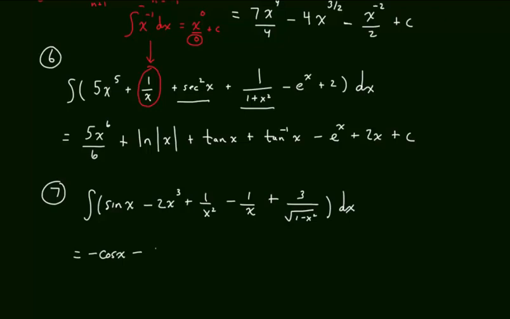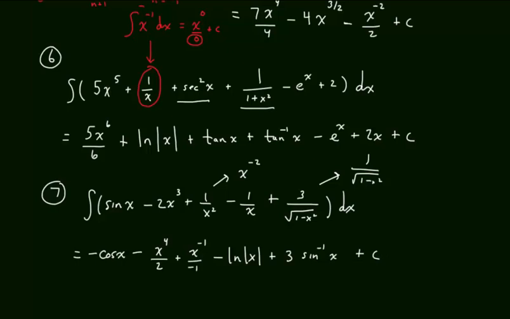Looks like that reduces to x to the 4th over 2. This one, I should have written it as x to the negative 2 power. So it's going to be x to the negative 1 power divided by negative 1. Then I have minus natural log absolute value of x plus, then it's 3, and then the derivative of 1 over square root of 1 minus x squared. You should have that committed to memory as inverse sine of x plus c.